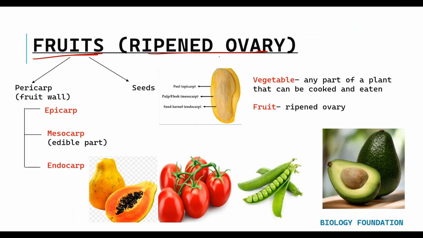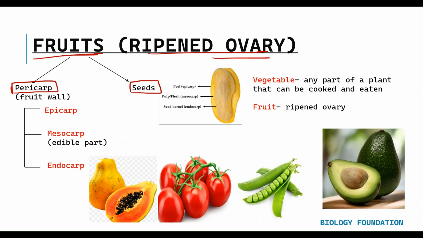Fruits are nothing but your ripened ovary. As I told you, after fertilization, this ovary completely ripens and forms the fruit. Now, what does a fruit contain? It has the fruit wall, which you call the pericarp, and seeds. We all know fruits have a peel or an outer covering around them, which is called the fruit wall. And then inside the fruit, you have the seeds.